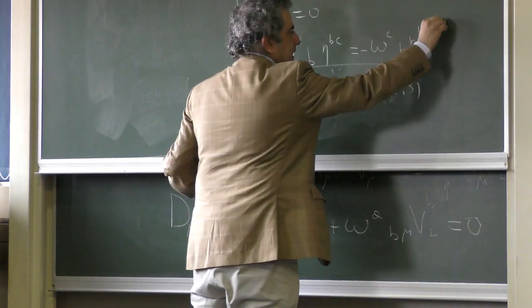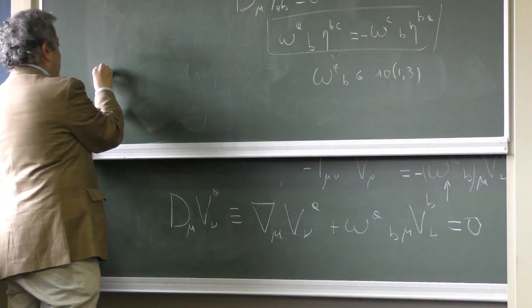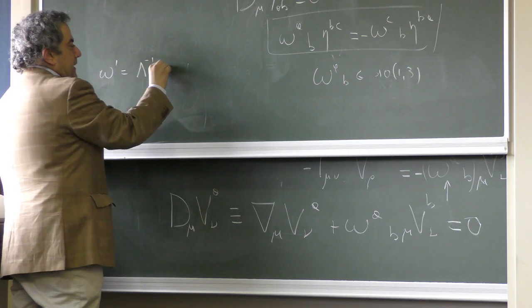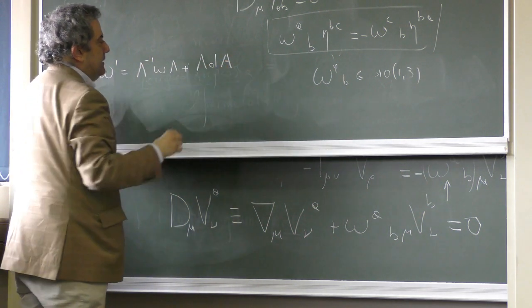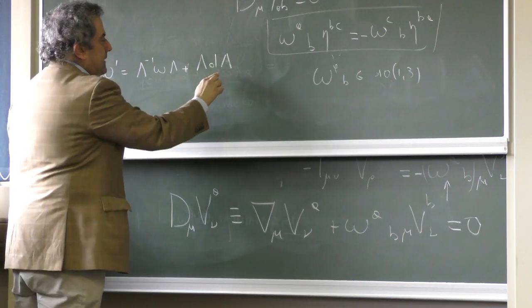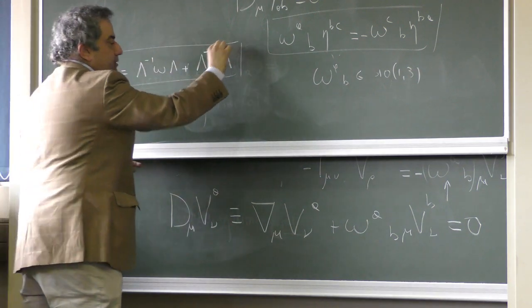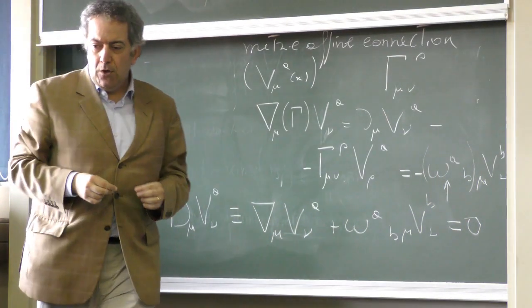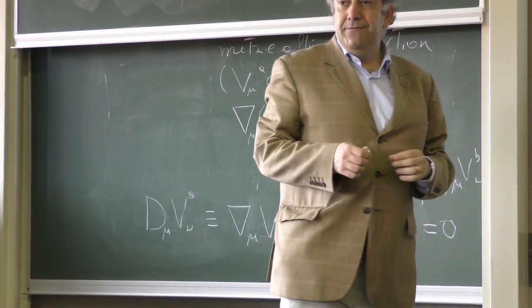So this is the exercise, it's a useful exercise. You will see that omega prime should be lambda minus 1 omega lambda plus lambda minus 1 d lambda. I suppress all indices. So it has to transform as a connection, and you have to verify this.